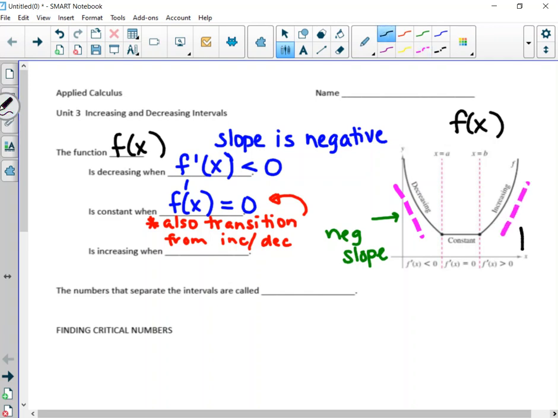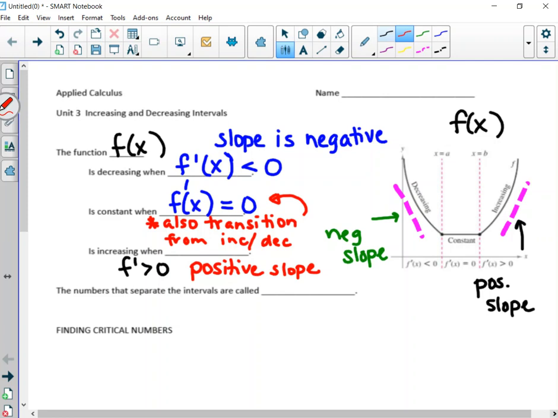And then the increasing side, if we have any increasing sections of a function, that's where we would have a positive slope, or where f prime would be greater than 0. So increasing, first derivative is positive. Decreasing, first derivative is negative. Constant, first derivative is 0.